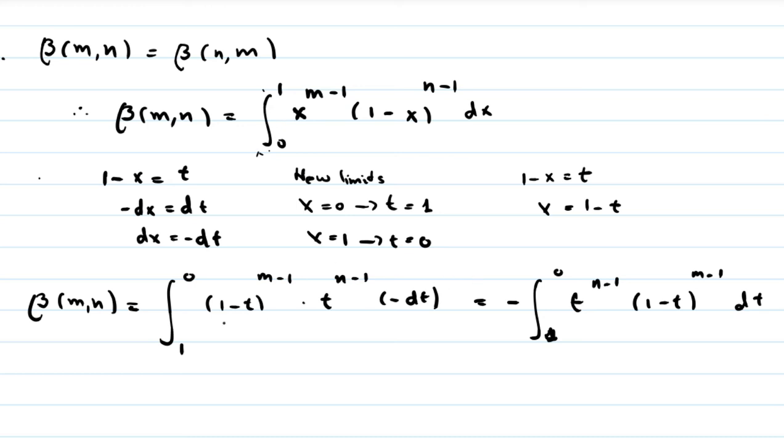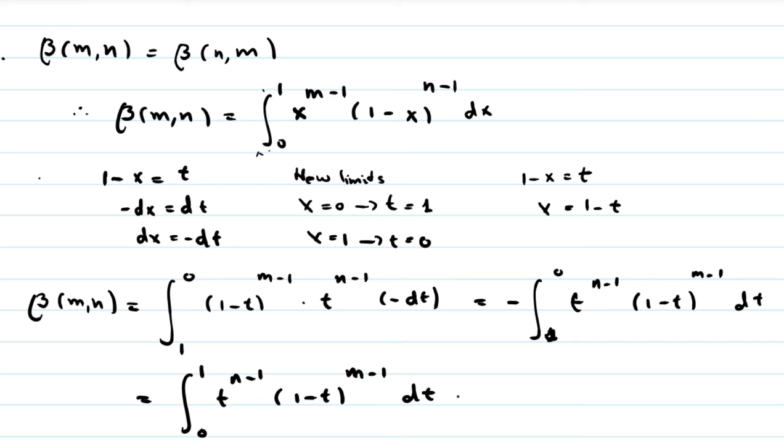So if you want to eliminate this minus sign, you just have to reverse the limits. Instead of 1 to 0, if you put 0 to 1, which means you're flipping the limits, this minus sign disappears. This is one of the properties: the minus sign will disappear. So we're going to have t raised to n minus 1, and then 1 minus t raised to m minus 1 dt. To make the minus sign disappear, we had to flip the limits, and that's what we got here.